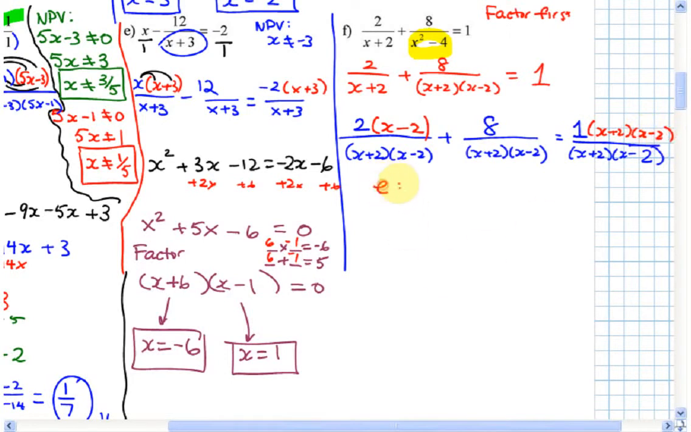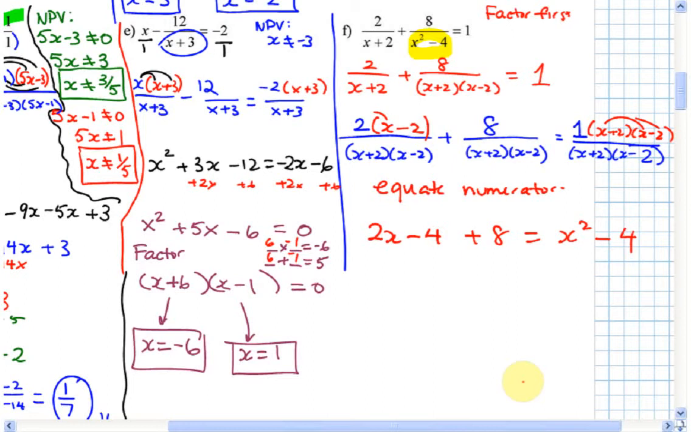Okay. Time to equate the numerators. So here we go. The fun begins. 2 times x is 2x. 2 times negative 2 is negative 4. Plus 8. And this part, difference of squares, I'll simplify it to x squared minus 4. Yes or no? Yes. Okay.